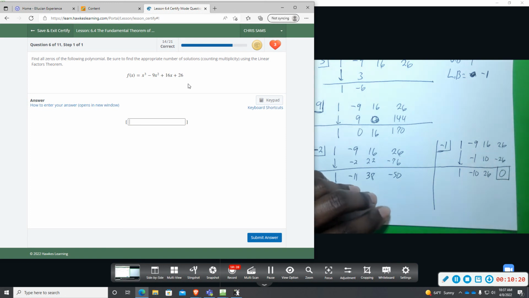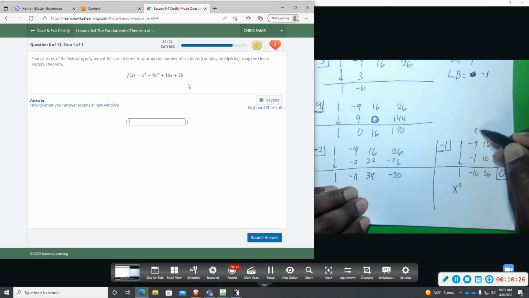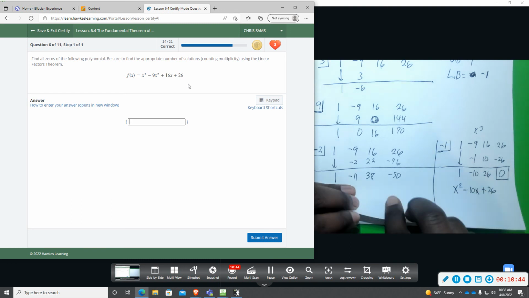So let me go to another page. This polynomial is x squared, because we started out with x cubed and we dropped by 1. So x squared minus 10x plus 26. So you just follow the signs and just count down, squared, or whatever your highest degree is, 2, 1, 0. And so I don't think this will factor. So we're going to do quadratic formula with this.